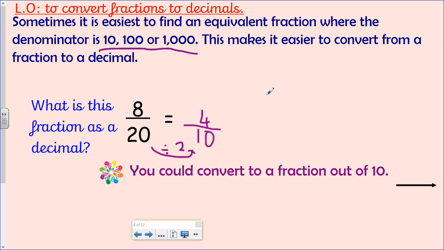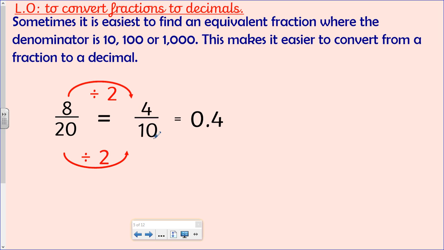Well, I know what 4/10 looks like as a decimal. It's going to have 0 ones, and there's going to be a 4 in the tenths column, and that's it. So 8/20 as a decimal is 0.4. This was an equivalent fraction, so this is our decimal number. 8/20 is the same as 0.4. Okay, and that is that there. So we divided by 2, 0.4, just for you to see it clearly there. Okay, all right, another one.